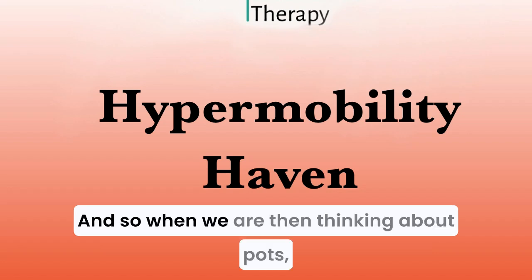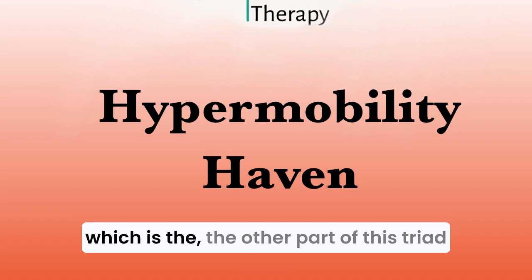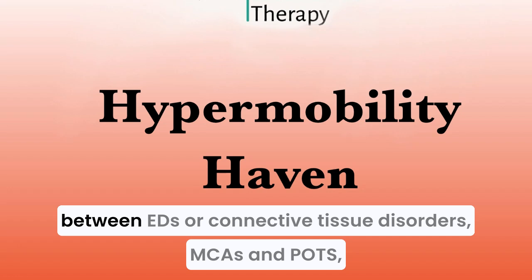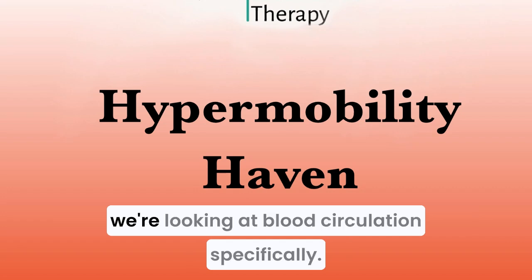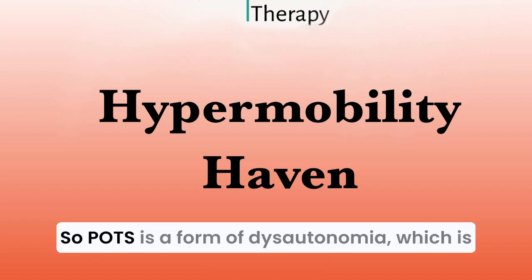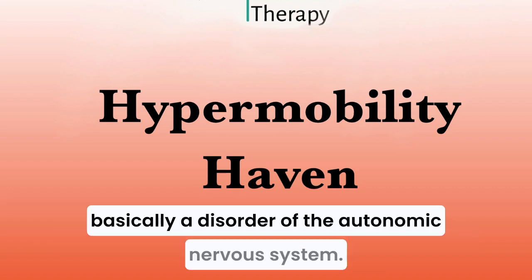So when we are thinking about POTS, which is the other part of this triad between EDS or connective tissue disorders, MCAS and POTS, we're looking at blood circulation specifically. POTS is a form of dysautonomia, which is basically a disorder of the autonomic nervous system.